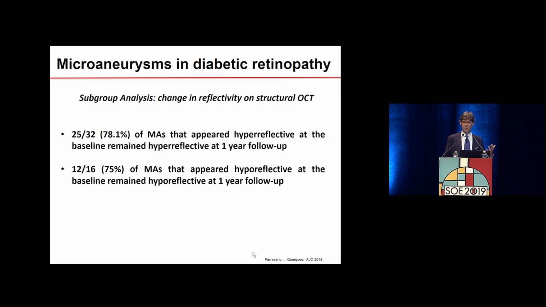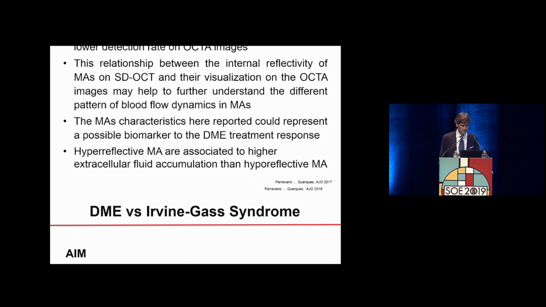If we have an exudative disease with more hyperreflective microaneurysms, probably we should treat this as an exudative disease. If we have a more ischemic disease, then we have to treat this as a more ischemic disease, and this is the case of microaneurysms that appear as hyperreflective and that are not visible on OCT-A.